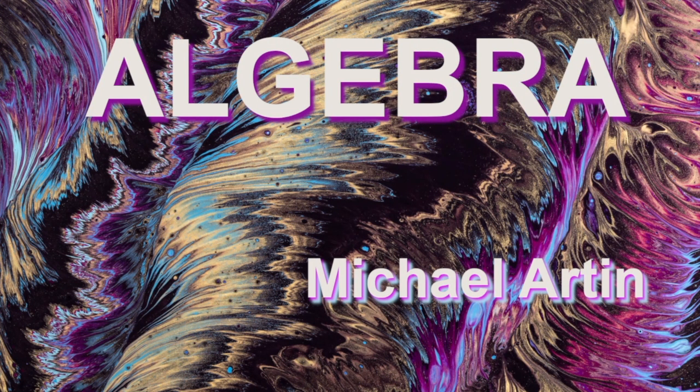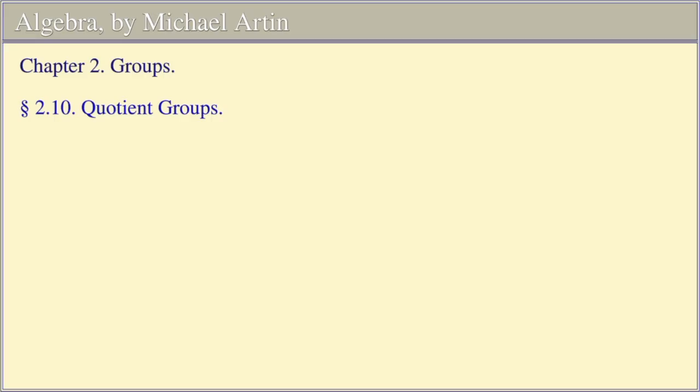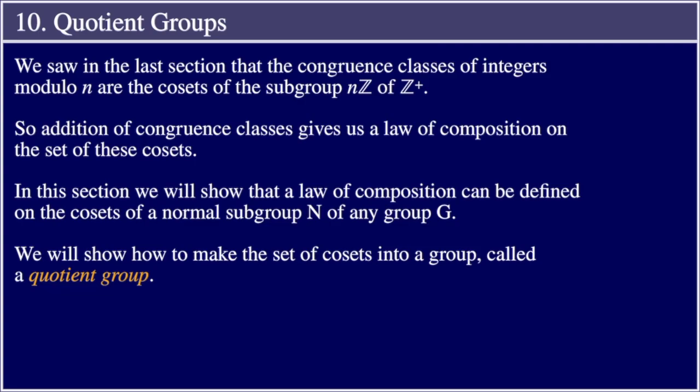Algebra by Michael Artin. Section 10, Quotient Groups. We saw in the last section that the congruence classes of integers modulo n are the cosets of the subgroup nZ of Z+. So addition of congruence classes gives us a law of composition on the set of these cosets.